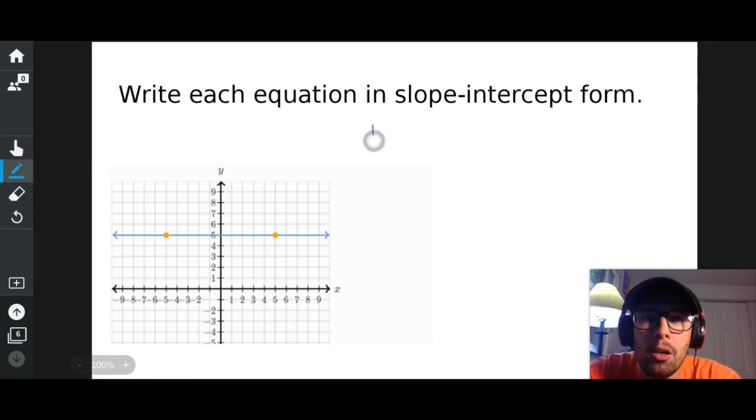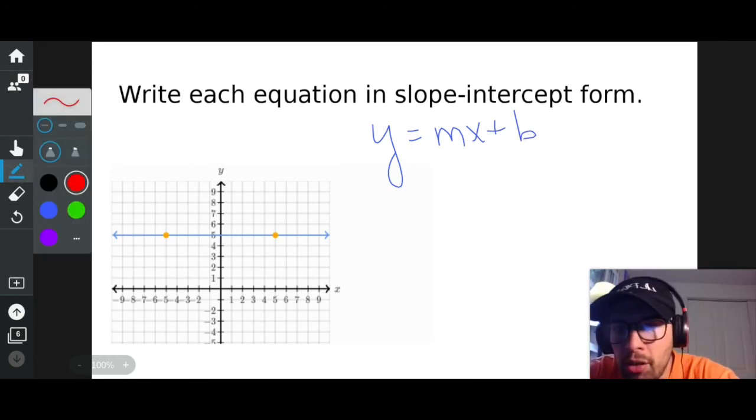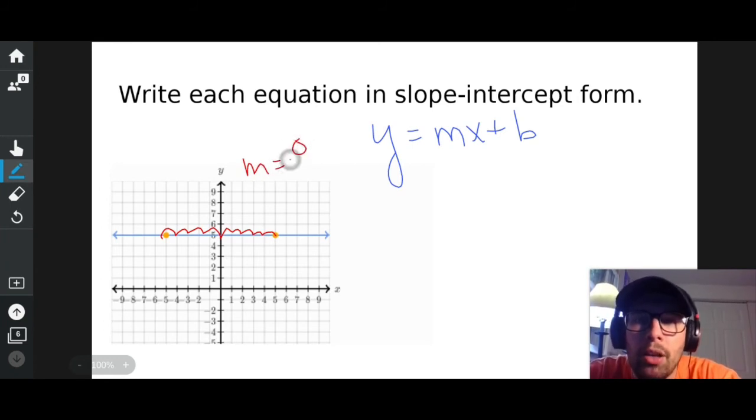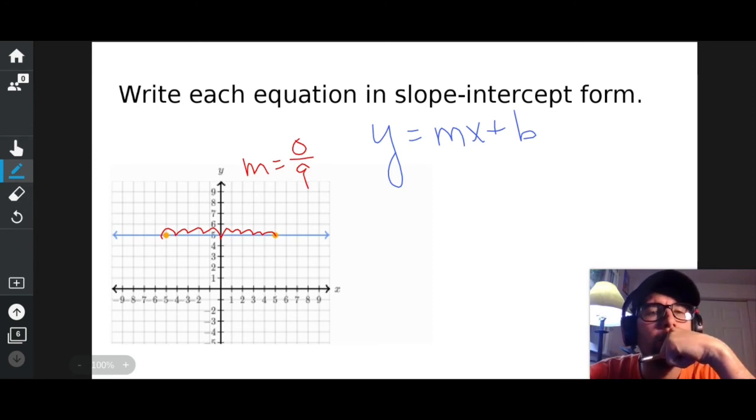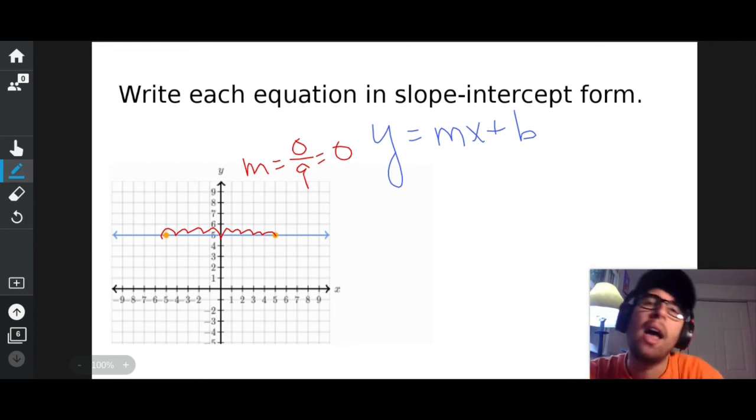Y equals mx plus b. M is my slope. So let's pick 2 dots. There's 2 dots there. I go up none, and I go over 1, 2, 3, 4, 5, 6, 7, 8, 9. So my rise is 0 and my run is 9. Weird. What's 0 divided by 9? Oh, 0. That's right, I forgot horizontal lines have slopes of 0. Okay, so my slope is 0.